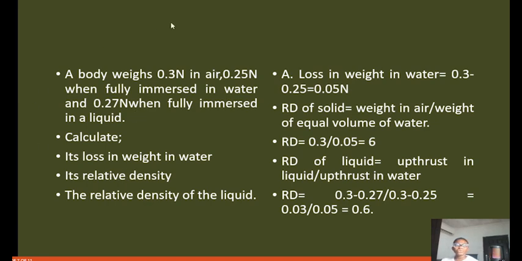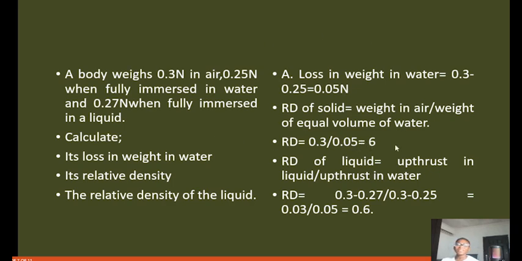It's relating it to the density of water. So relative density of the solid is equal to its weight in air divided by the weight of an equal volume of water. The weight of equal volume of water: 0.3 divided by 0.05, which is 6. The loss of weight in water gave us 0.05 Newton, and that is the weight of the equal volume of water.